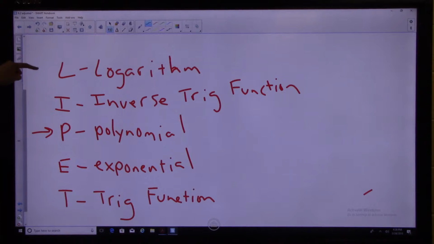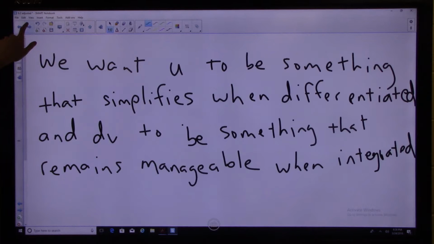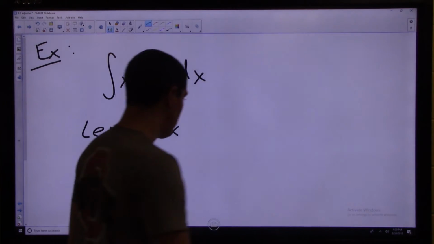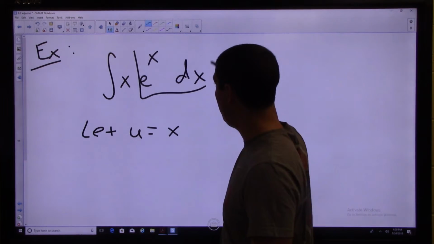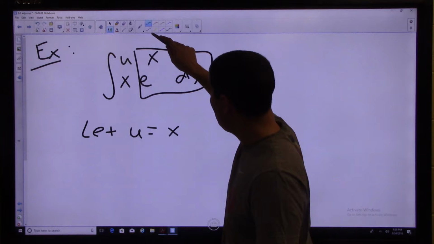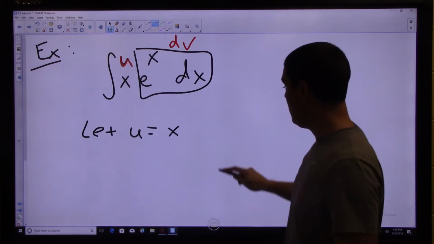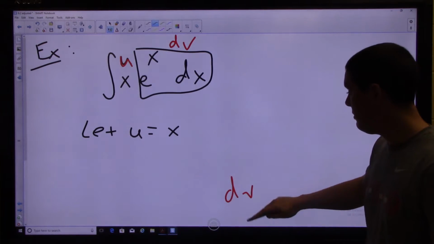Well, we don't have a logarithm, we don't have inverse trig. We've got a polynomial, so that's what we should let u be. U should be the polynomial function, which is x. So that means dv is going to be the other stuff. So we're going to let this be u. Now let me do this in a different color. And this is going to be dv. So we're going to let dv be here.